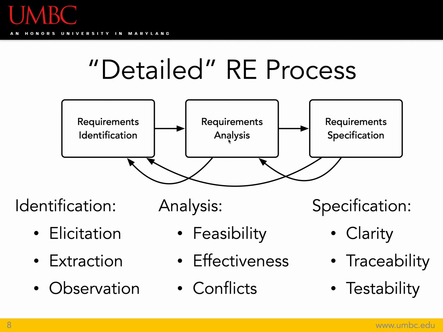On the other hand, for some other parts of the system, you may actually be ready to just move straight into specification. You don't have any conflicts, it seems feasible and effective, you might as well start specifying it so that you can implement it. And that takes us to the third step, which is the specification phase. In specification, you're really interested in clarity, traceability, and testability.